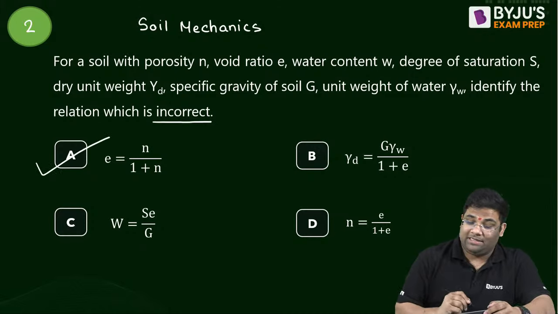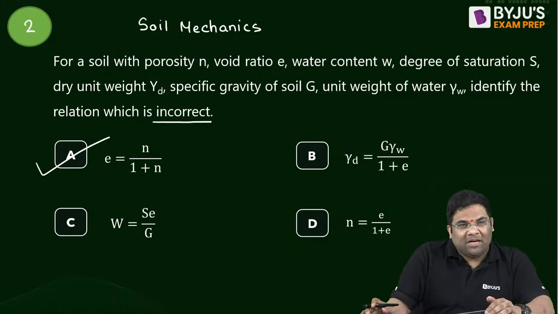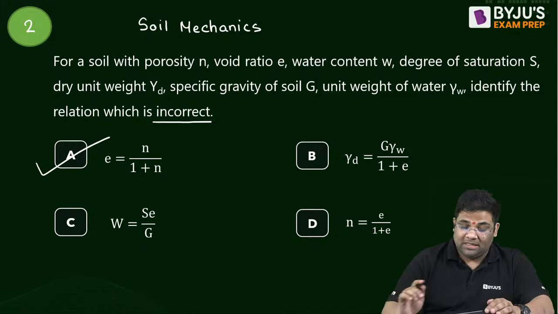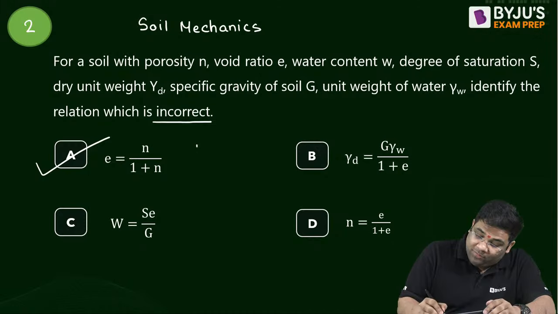Yes. Gamma d is G gamma w by 1 plus e. wG is equal to eS and porosity is e by 1 plus e. The first relationship is incorrect. It should be n by 1 minus n.